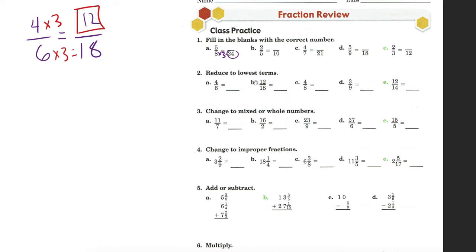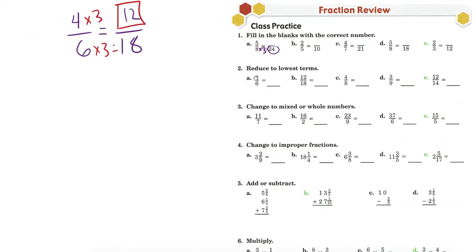Number 2, reduce to lowest terms. That means you are simplifying until you can't simplify anymore. So let's do an example question here. Let's do 3/9. So how can I reduce 3/9? What number can I divide 3/9 by? I can divide the top and the bottom by 3. So 3 divided by 3 equals 1, and 9 divided by 3 equals 3. So I can reduce 3/9 to 1/3, and that's the lowest term.